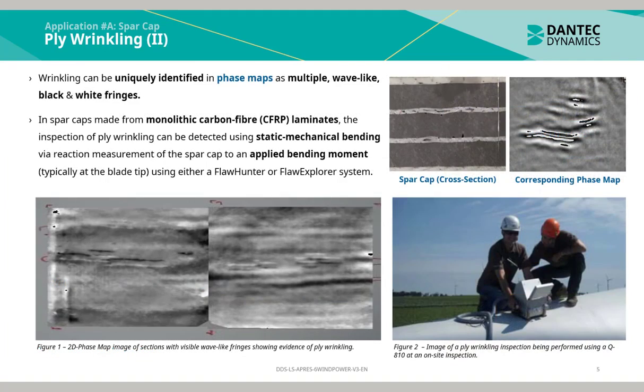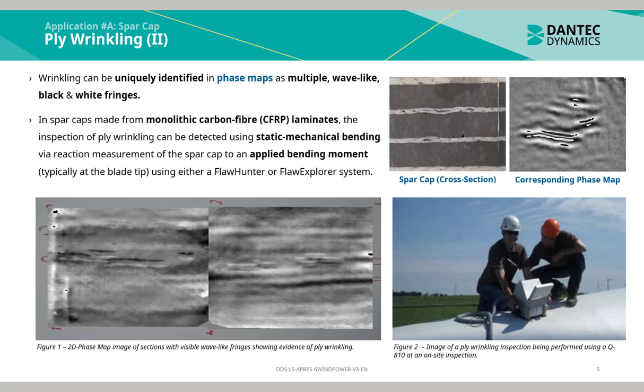Ply wrinkling can be uniquely identified in phase maps as multiple wave-like black and white fringes, shown in the top right-hand corner. In spar caps made from monolithic carbon fiber CFRP laminates, ply wrinkling can be detected using static mechanical bending via reaction measurement of the spar cap to an applied bending moment, typically at the blade tip, using either a Floor Hunter or Floor Explorer system.